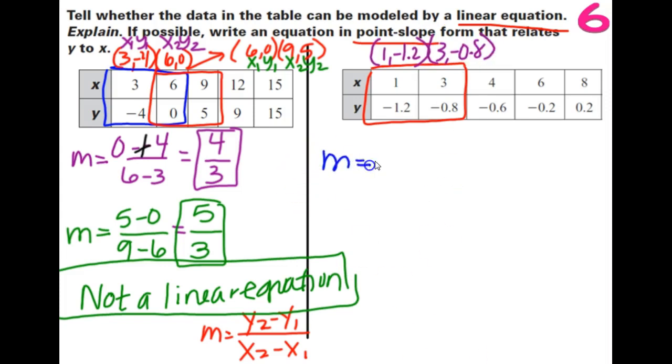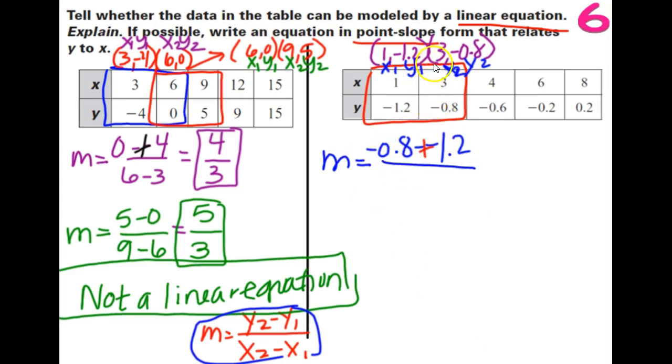And I'm going to plug those into my equation. x1, y1, x2, y2. So y2 minus y1, following our equation down here, we have negative 0.8 minus a negative 1.2. Those 2 negatives make a positive. And then x2 minus x1, 3 minus 1. So negative 0.8 plus 1.2, well, to get from 0.8 to 1.2, it's 0.4. And there's more positive, so it should be 0.4. And 3 minus 1 is 2.